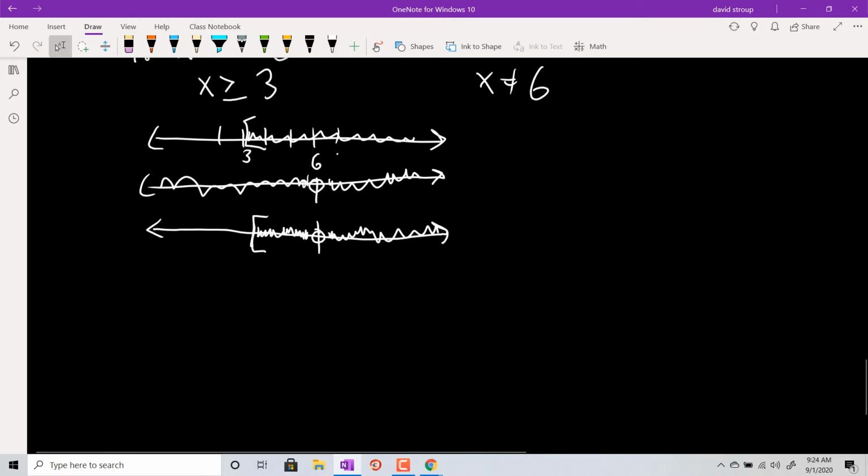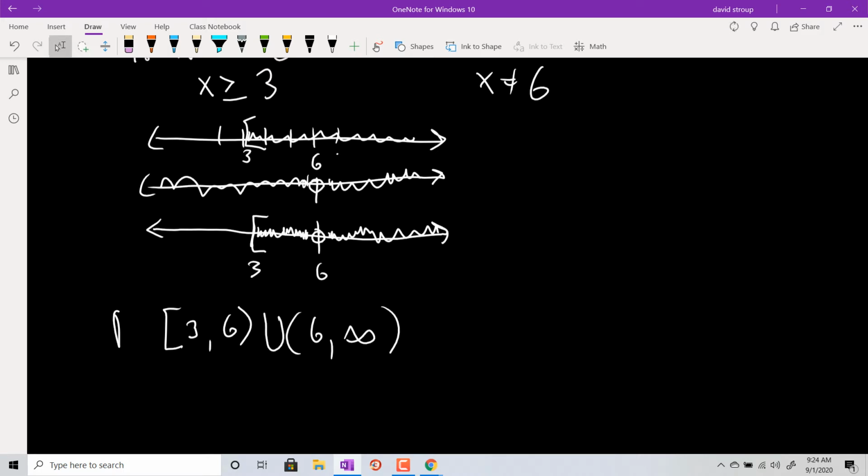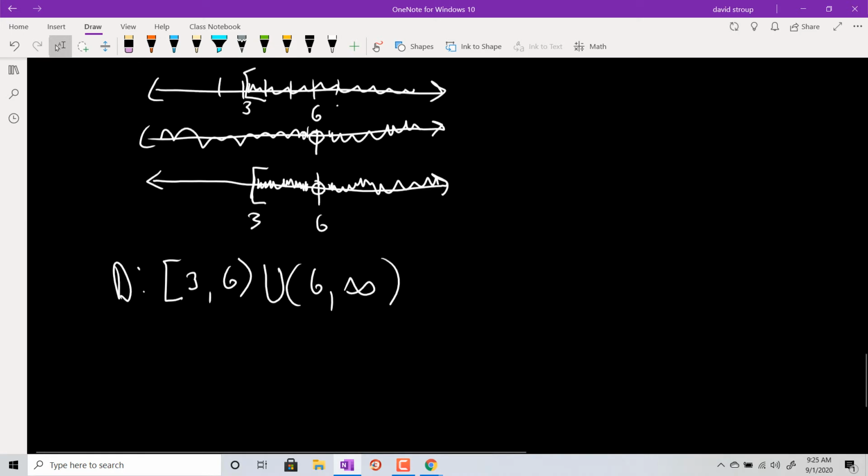So I need to write that in interval notation. I'm starting at 3 and going to 6 with an open parenthesis, since I can't include 6, and then unioned with 6 to infinity. So that's the basic idea. That can get you through a lot of the homework problems.